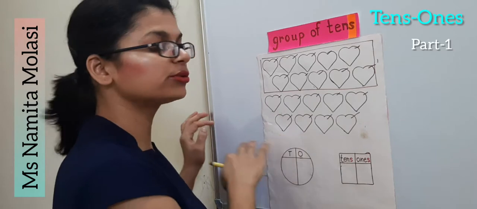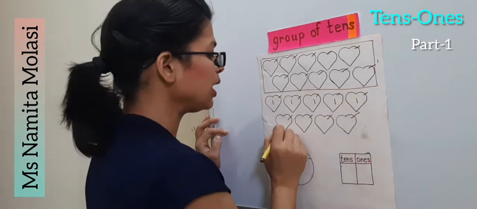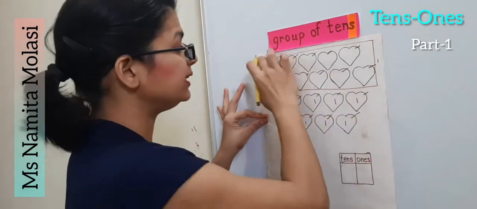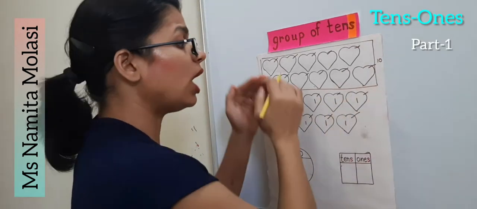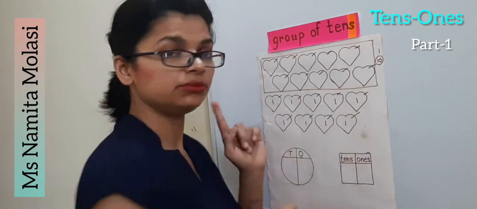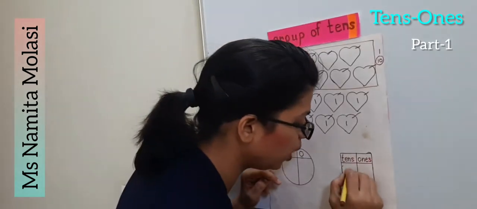So we are now going to count them as 1s. 1, 1, 1, 1, 1, 1, 1, 1, 1. So they are 1s. You see, these are 10s and these are 1s. So how many 10s do we have? We have only one time. Only one 10. So in the column of 10s, we write 1.